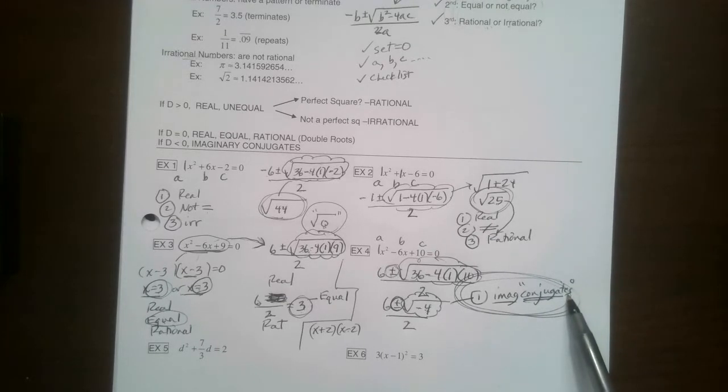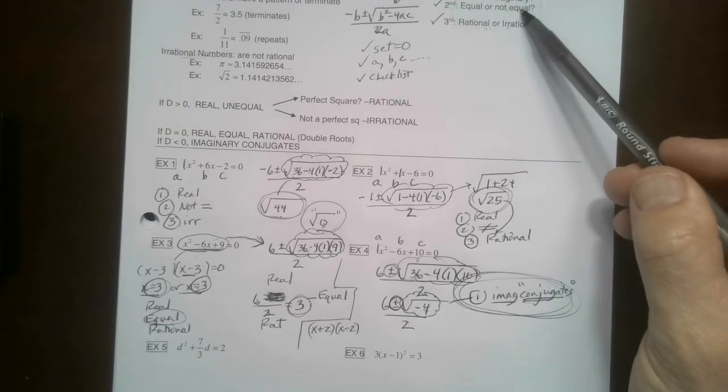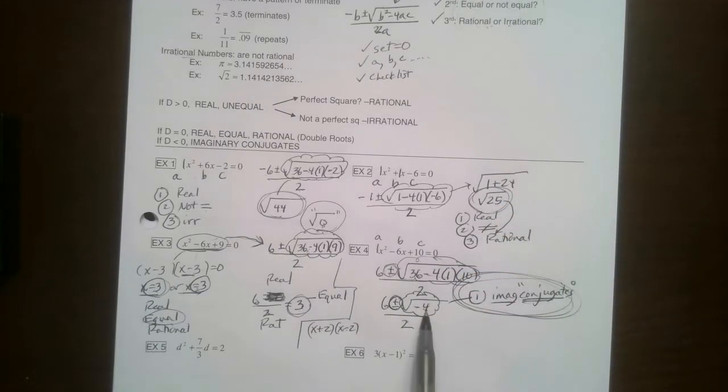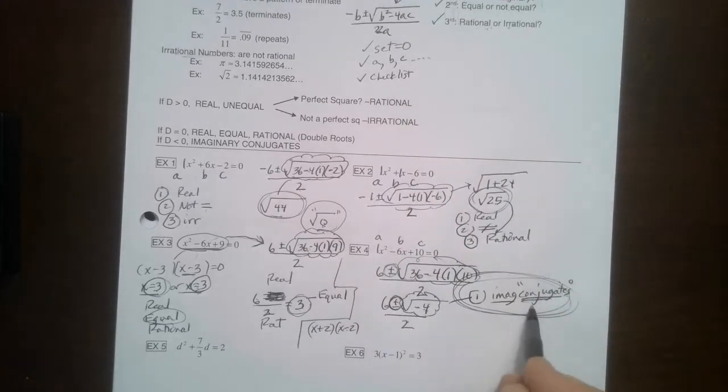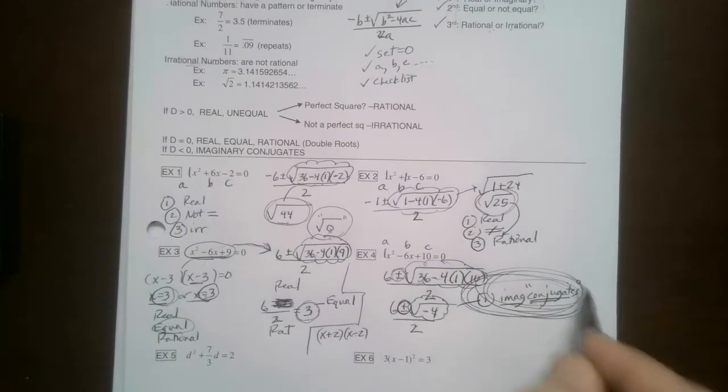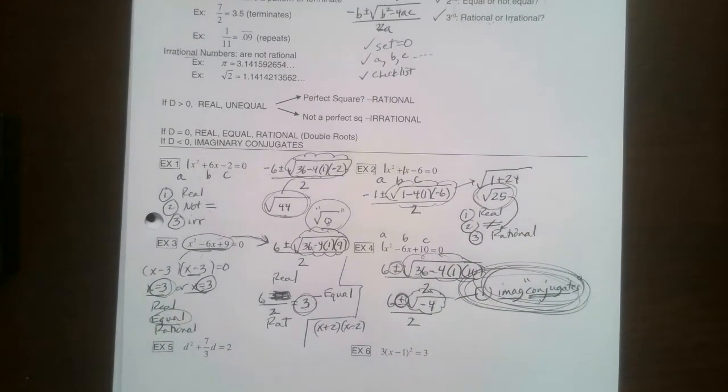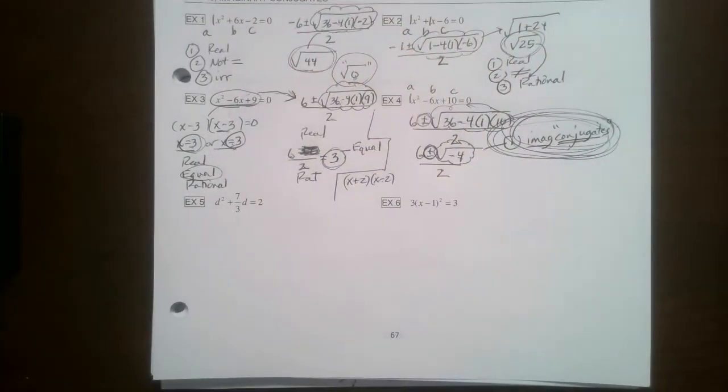Because as soon as you say conjugates, you're saying they're not equal, and these don't really fit into rational or irrational because they're imaginary numbers. So you're done. All right. Again, you've heard me say this before. We're not big fans of fractions.